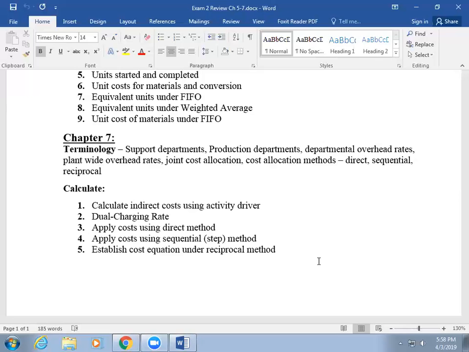But you will apply costs with the direct and sequential method. Those are a little shorter, especially direct, it's pretty easy. I think the only thing is just making sure I'm reading the chart right.